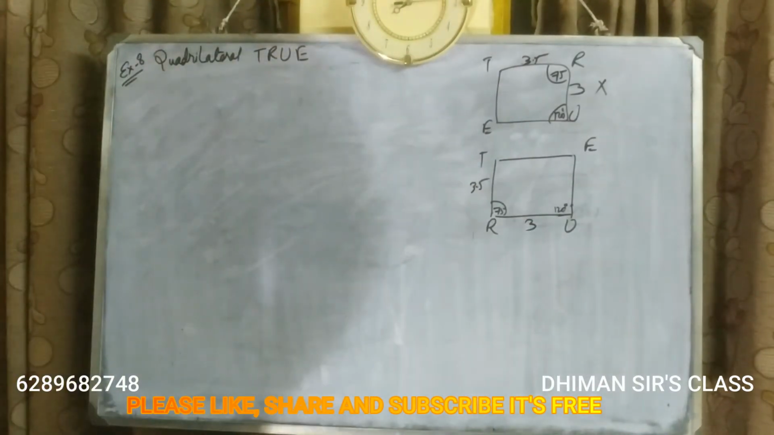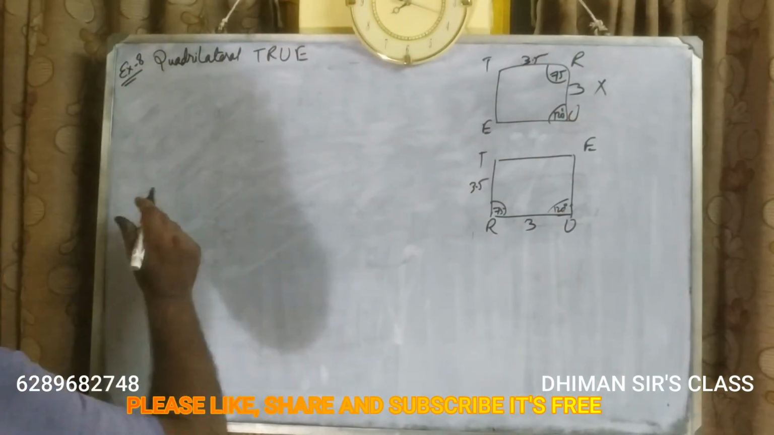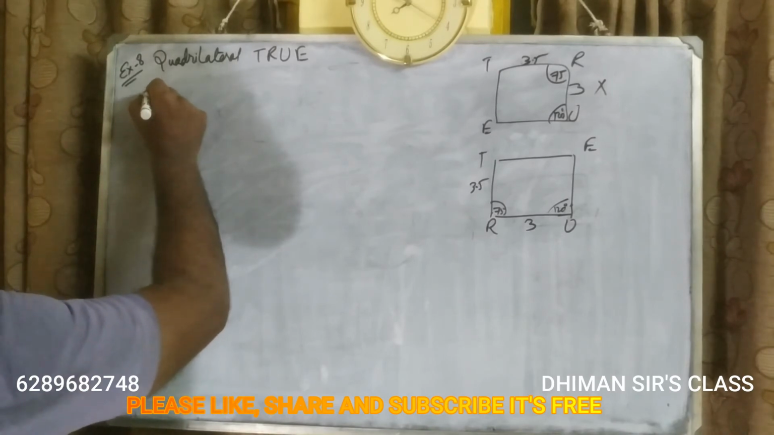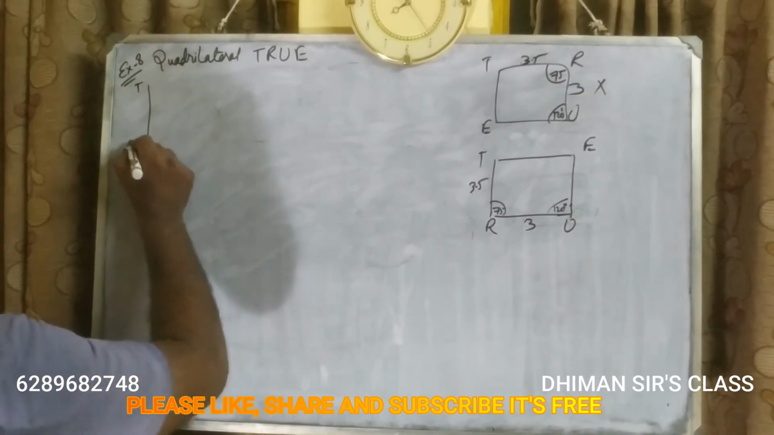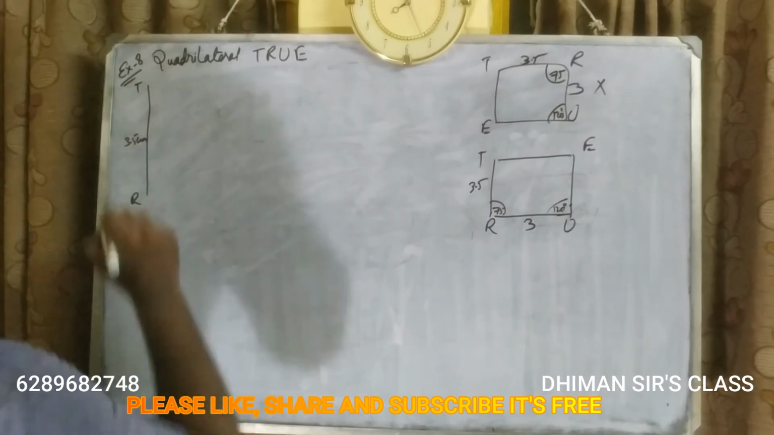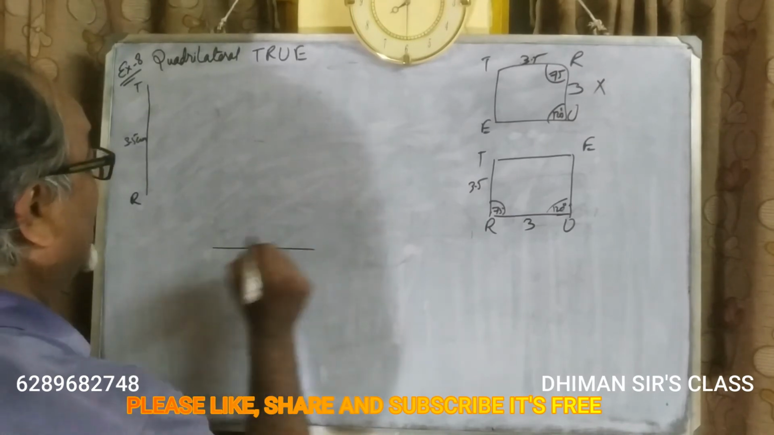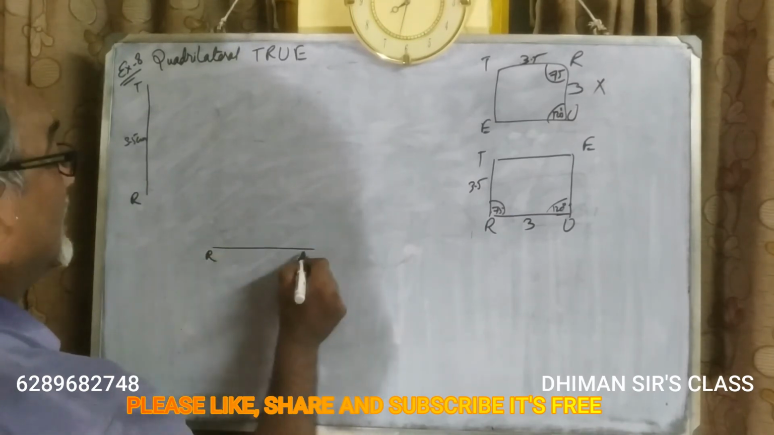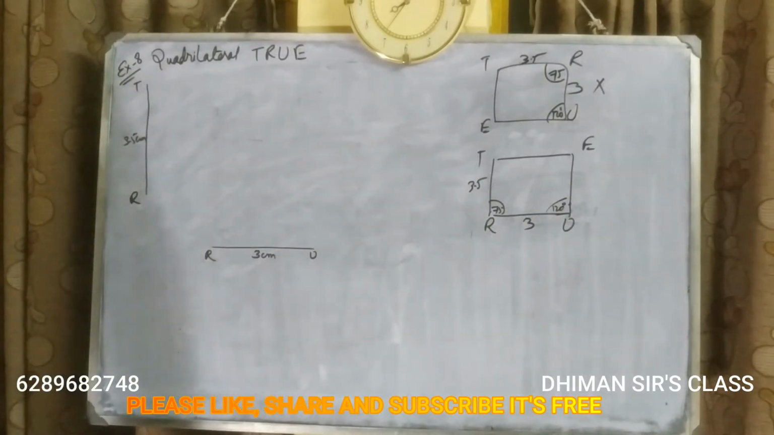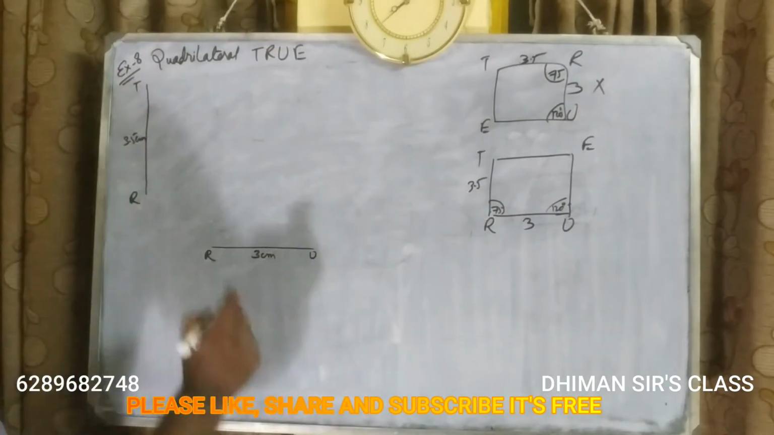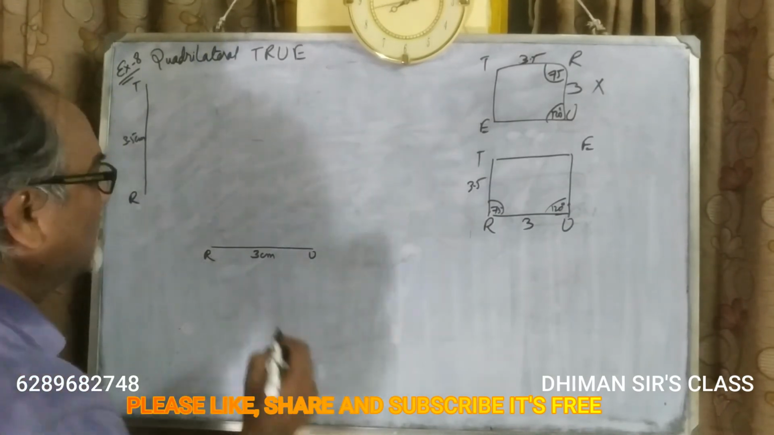Now TR is 3.5 centimeter. So now students, this is 120 degree. TR 3.5 centimeter and RU 3 centimeter. The base is known to us and the base angles are also known to us. Now see, 120 degree and 75 degree. We have already learned how to do it.